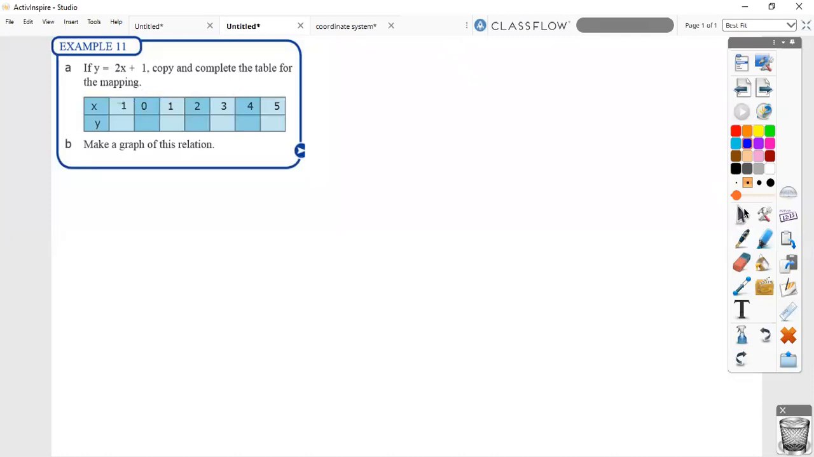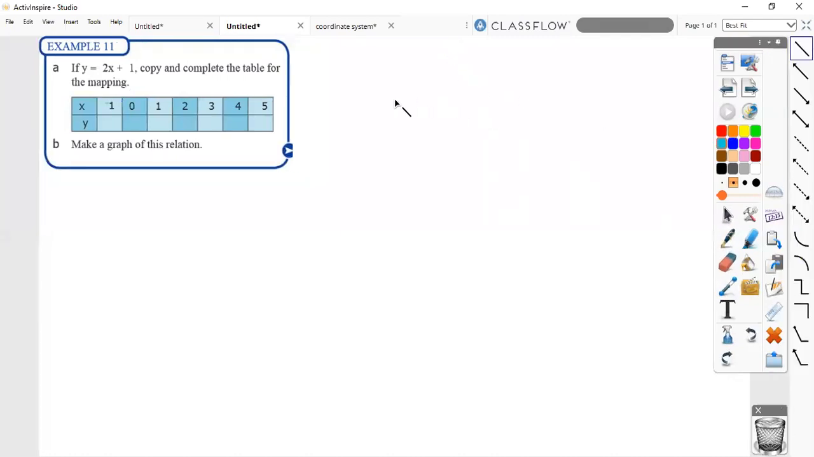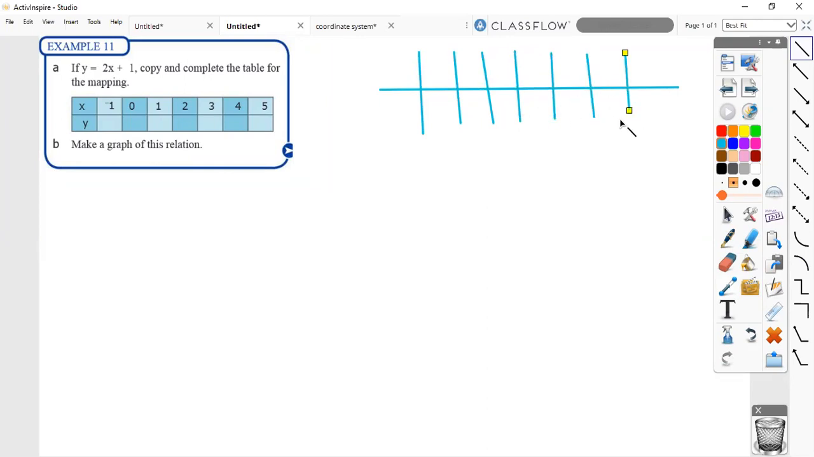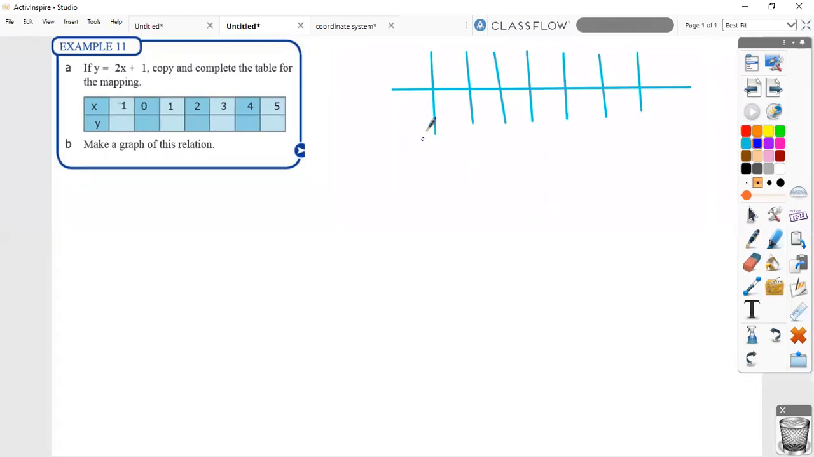Okay, it's very simple. Let's make our table here, with X and Y, and more columns, and let's say the last one. Now here we have X, and here we have Y. For X we are going to use -1, 0, 1, 2, 3, 4, and 5.